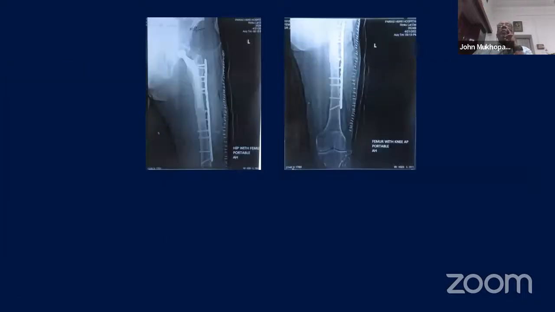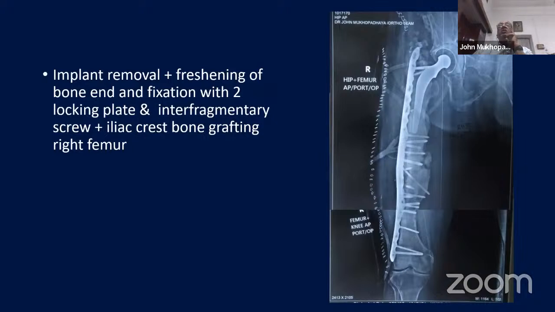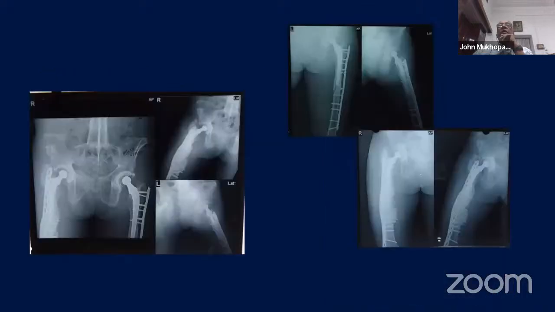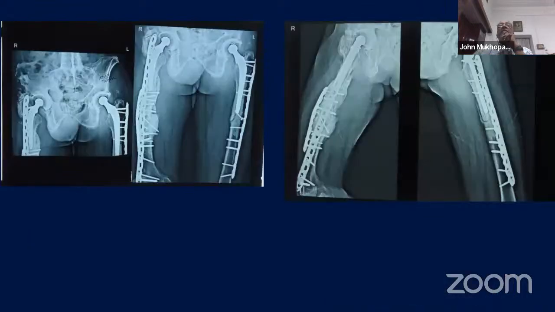The left one was the hip, which was done way back in 2000, and was still going fine. There was no problem with the hip. And the right one, which was done a bit later, was the one which had multiple fractures. To the right side, we then removed the implant, freshened the bone ends, and refixed it with 2 locking plates, interfragmentary screw and bone graft. And then finally, we were able to get both the fractures to heal.